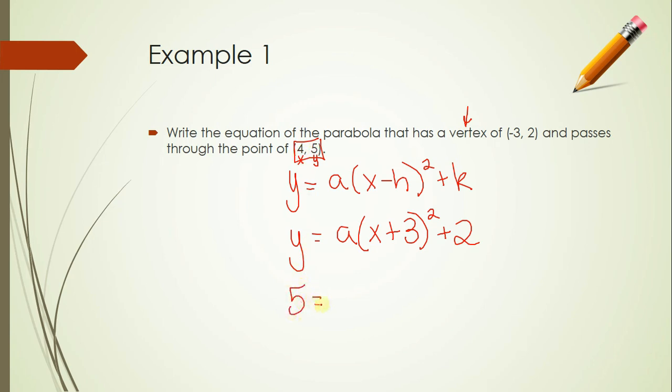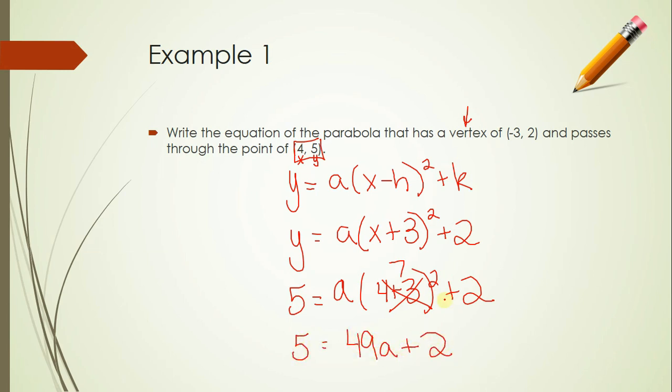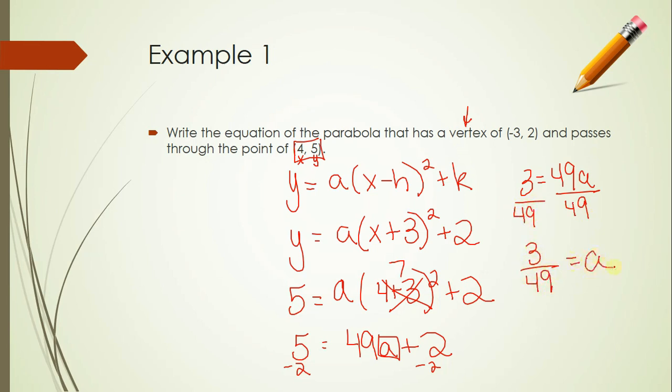I'm going to get 5 equals a times (4 plus 3) squared plus 2. Now, got to do some math here. So I got 4 plus 3, that's 7. So that'll be 7 squared, that would be 49. So I got 5 equals 49a plus 2 right now. Now, got to solve for a, get it alone. So I'm going to subtract 2. 3 equals 49a. Divide by 49. So 3 over 49 equals a.